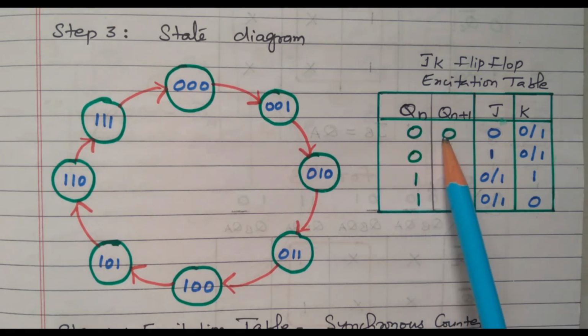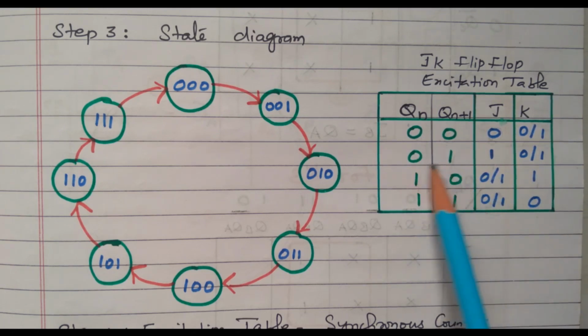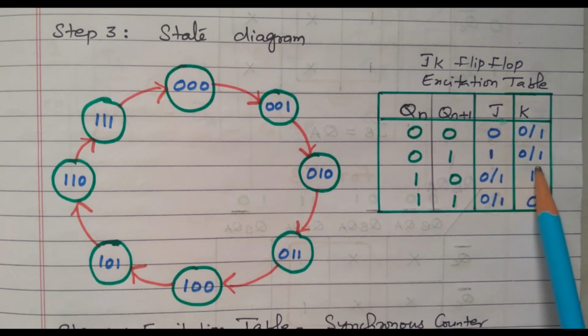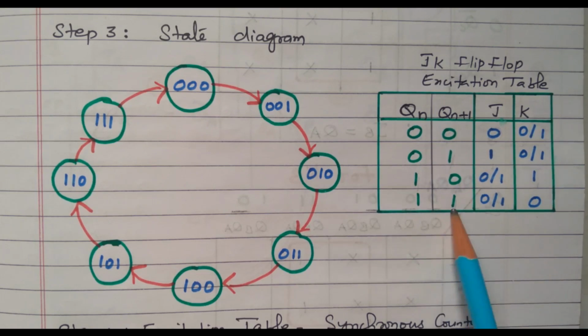From 0 to 0, what do we need? J is 0, K may be 0 or 1. 0 to 1, if you want to change the current state 0 to next state 1, it means J is 1, K may be 0 or 1. From 1 to 0, it is 0, 1, 1. From 1 to 1, it is 0, 1, 0. Right.